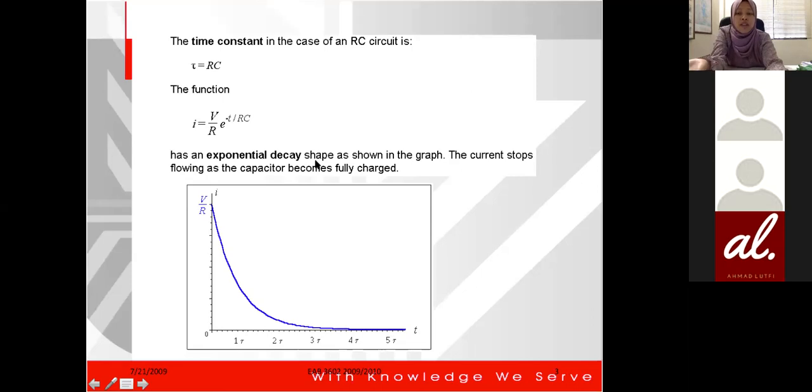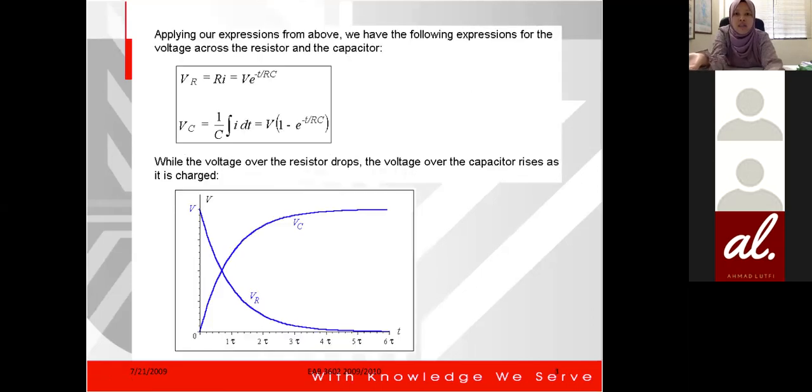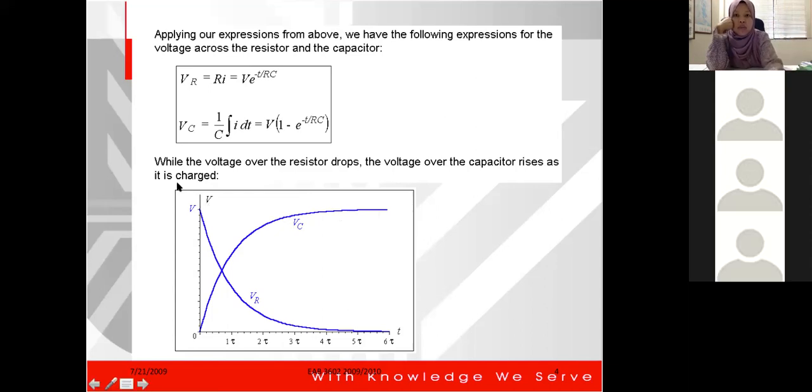So what about the V? What about the VC? VC is the voltage dekat kapasitor kan? So voltage dekat kapasitor pula akan meningkat macam ni, exponentially increase. Meaning apa maksudnya bila voltage dekat kapasitor exponentially meningkat macam ni? Siapa tahu? Maksudnya kapasitor tu dia charging lah. So the charge inside the capacitor semakin banyak. Yes. So while the voltage over the resistor drops, the voltage over the capacitor rises as it charges.